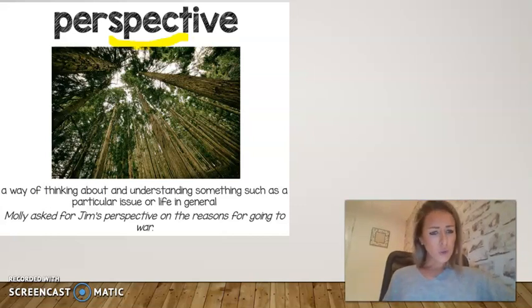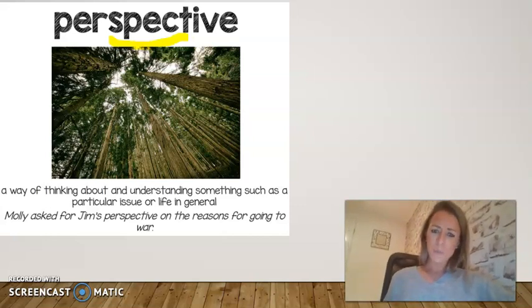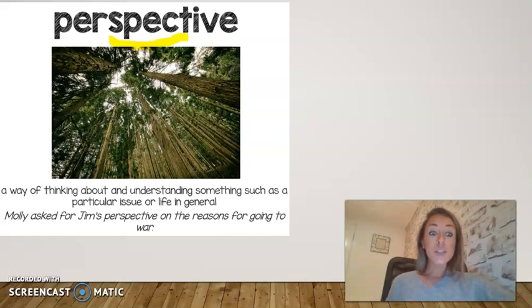That was her present for Christmas. Of course she doesn't want to share. Look at it from her perspective, her point of view. Okay, and that contains the word root spect, meaning to look.